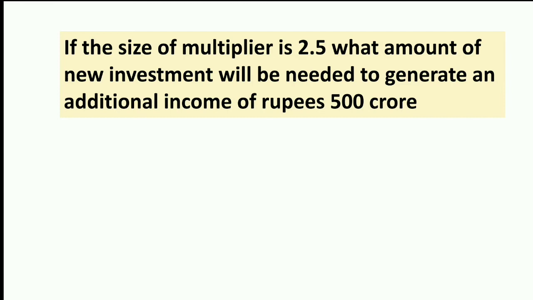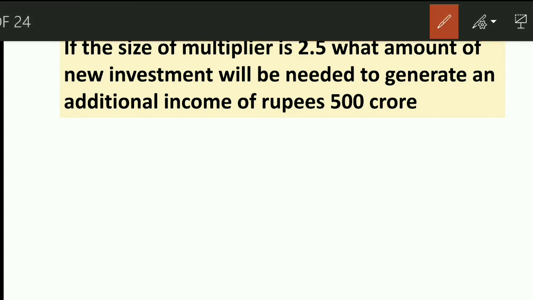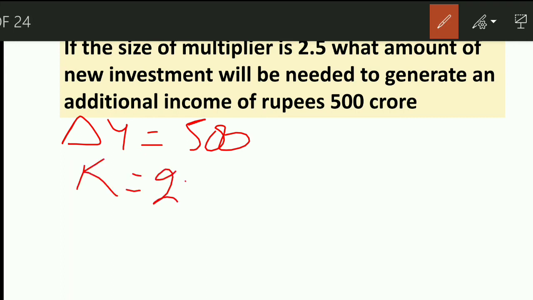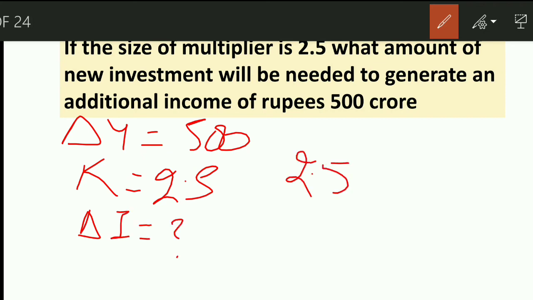Now the next question says, if the size of multiplier is 2.5, what amount of new investment will be needed to generate an additional income of 500 crore? This you can do yourself. Additional income that is required to be generated is 500 crore. Multiplier is 2.5. Now you have to find the additional investment which is required.